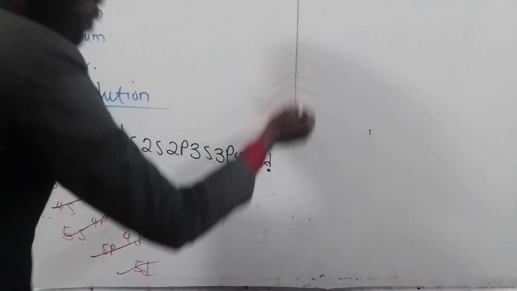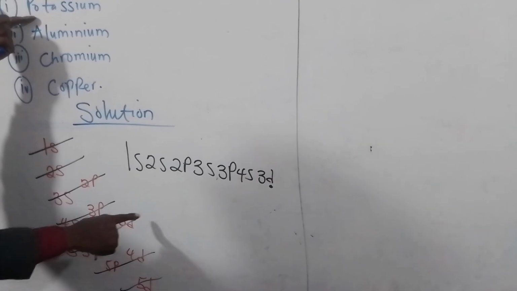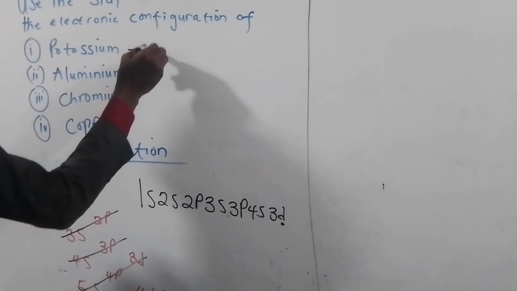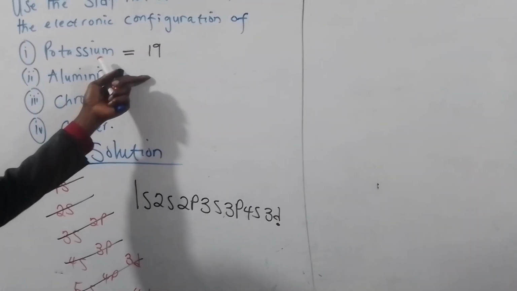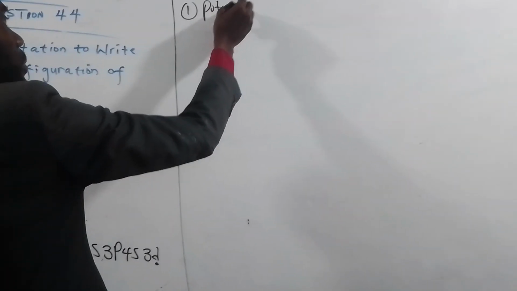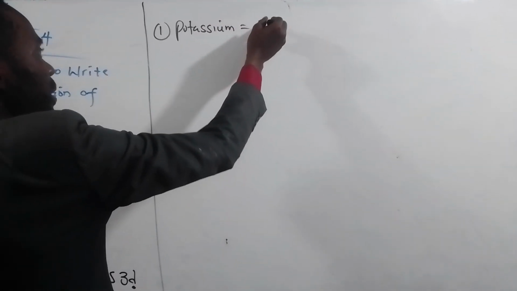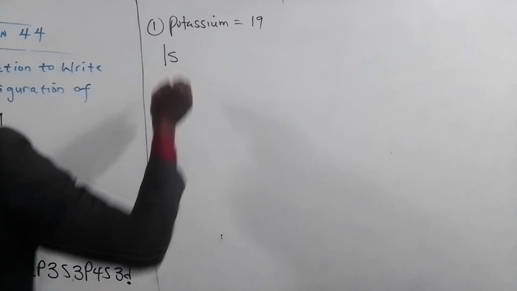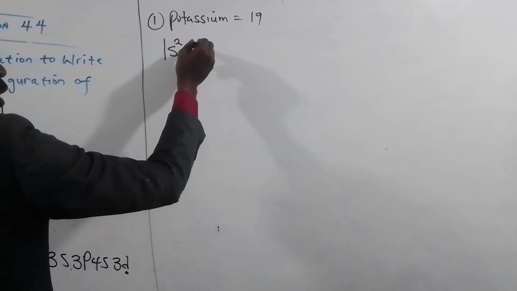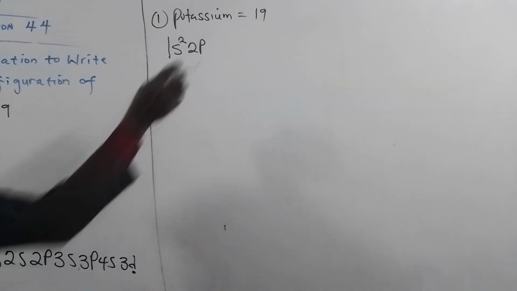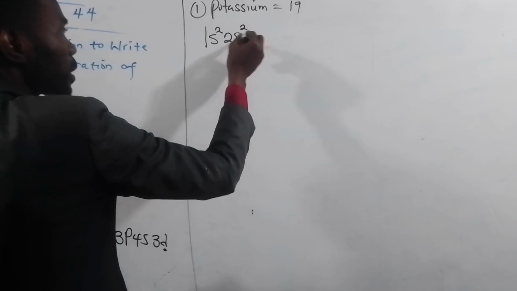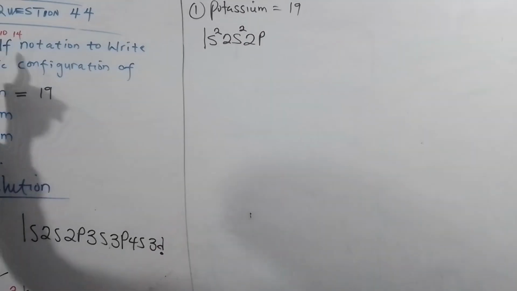Now, to write the electronic configuration of potassium using the spdf notation, the atomic number of potassium is 19. So writing the electronic configuration number 1 for potassium with atomic number of 19, I will have it as 1s. Remember, s can carry a maximum of 2 electrons, so I have 1s2. The next is the 2s. S carries a maximum of 2 electrons, so I have 2s2. The next is 2p. P carries a maximum of 6 electrons.